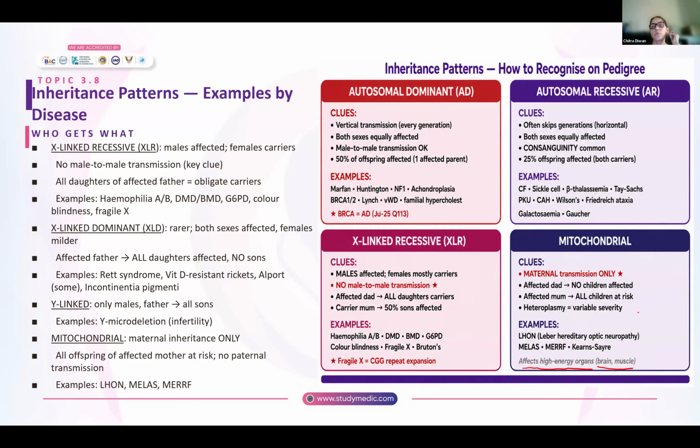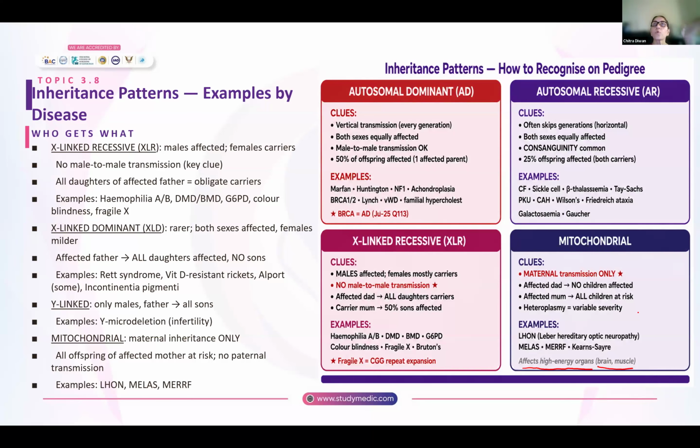So cystic fibrosis, sickle cell, beta thalassemia, Tay-Sachs disease, phenylketonuria, congenital adrenal hyperplasia, Wilson's, Friedreich's ataxia, galactosemia, Gaucher's, all of these are autosomal recessive. Now coming to X-linked recessive.